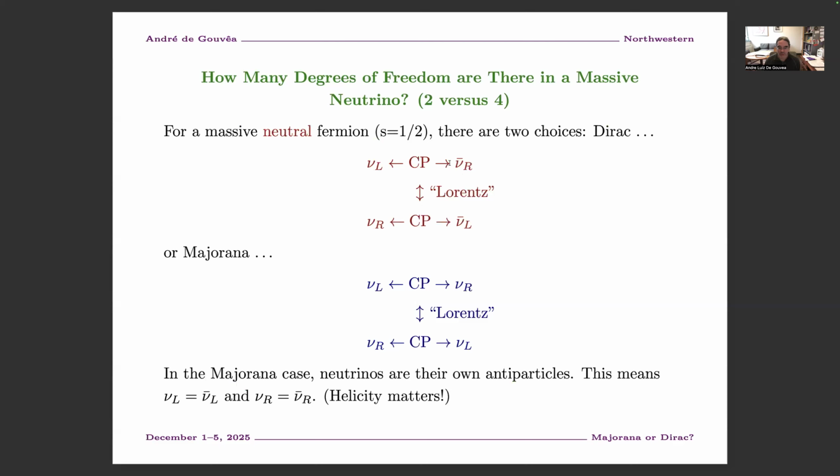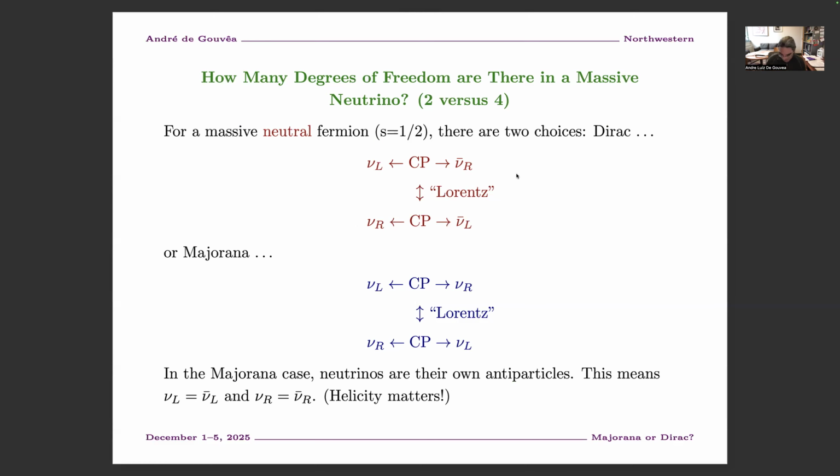So again, I can follow the story all the way through, and I can end up in a situation where I have a left-handed neutrino, a right-handed antineutrino, a right-handed neutrino, and a left-handed antineutrino. Now, this is where the choices come in because I have the freedom to choose what I'm calling the right-handed neutrino and the right-handed antineutrino to be the same particle.